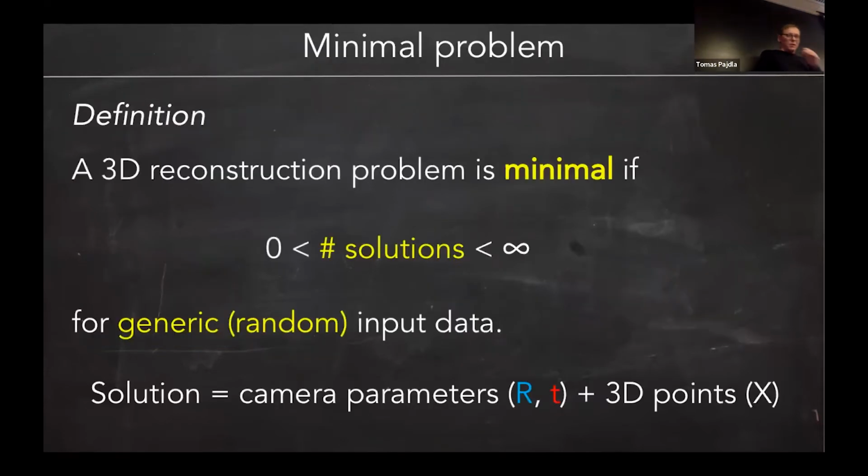Okay, so a minimal problem is, by definition, a 3D reconstruction problem which has a finite, non-zero number of solutions. And there's another important point: this works for generic data, meaning data with random noise. Sometimes these problems are over-constrained, in the sense that there are some relations that the images have to satisfy in order to have a solution. And this is what we do not want in this case. So this is another important thing which makes it much simpler.